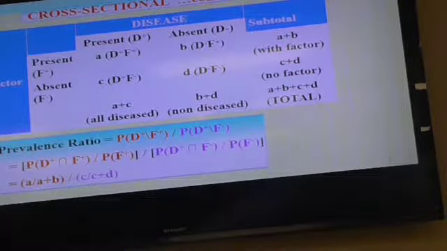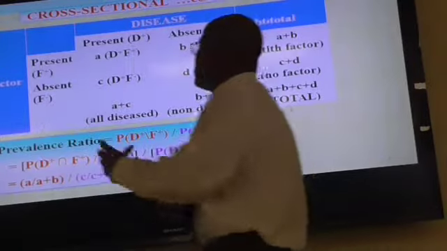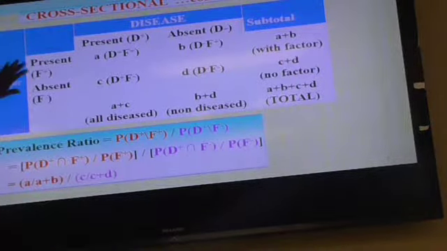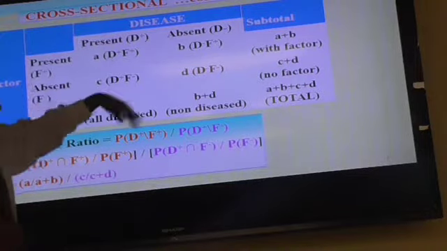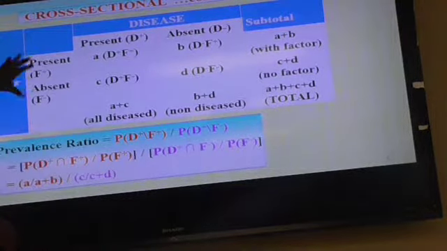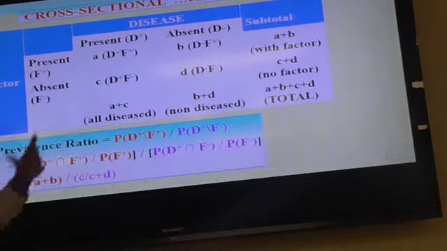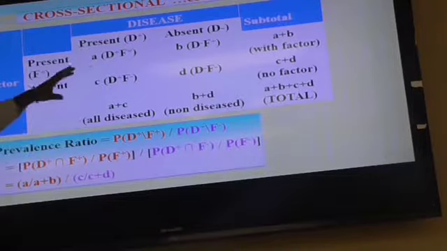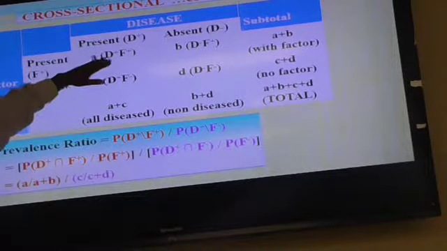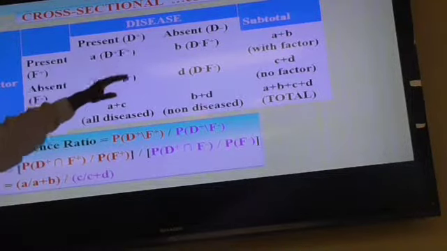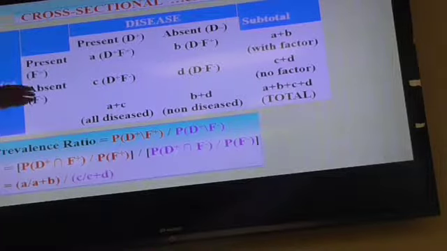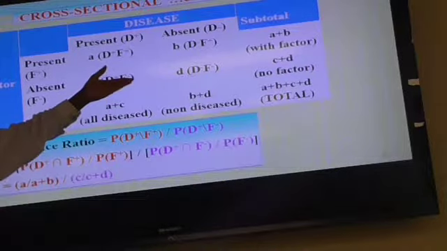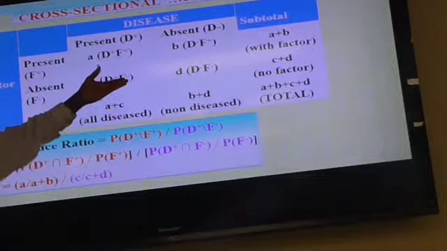So once we have that, the way to analyze is again simple. We come down to our 2x2 table. We have disease, non-disease, and then we have what? Factor present and absent, and we just look at the joint distribution. So in cell A, you have what? Disease is present with factor. In cell C, disease is present without factor. Because of what? Because of the multifactorial nature.